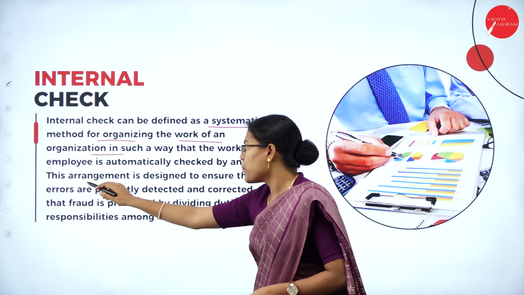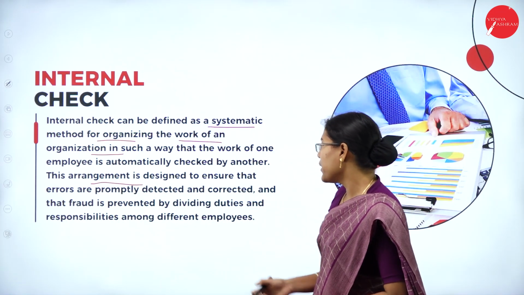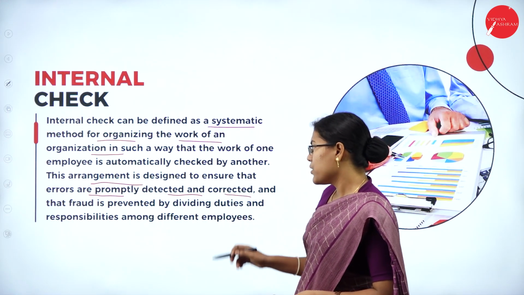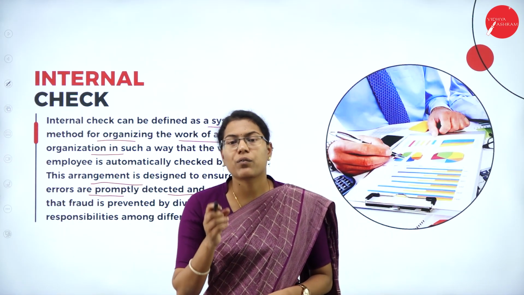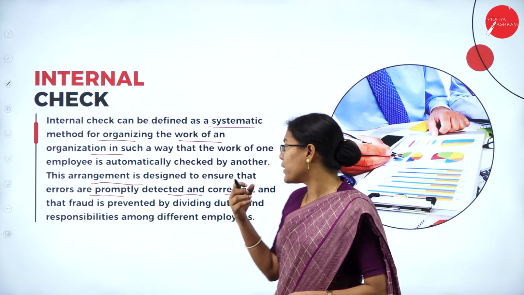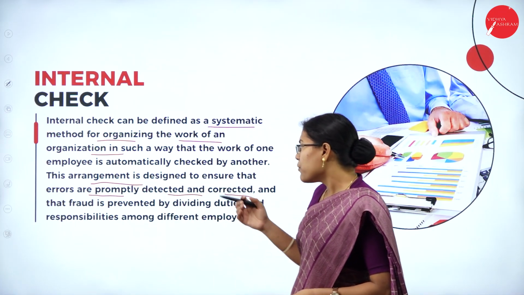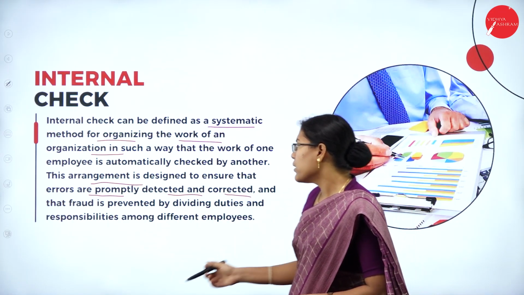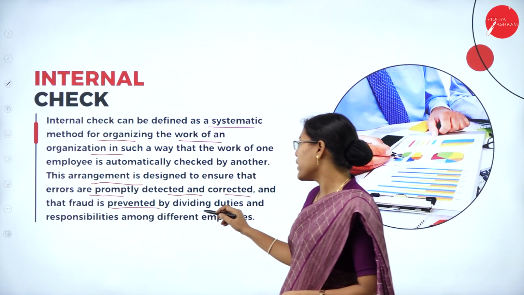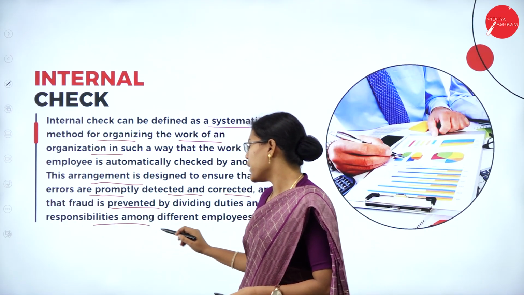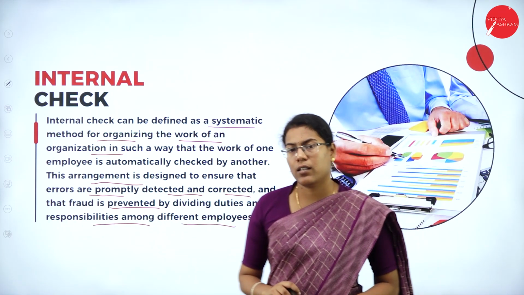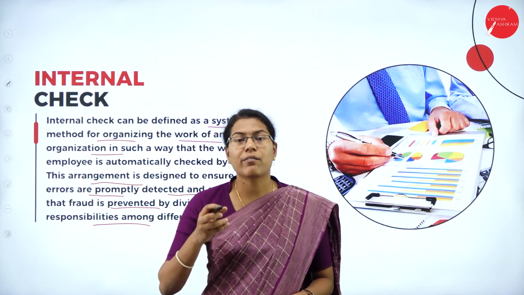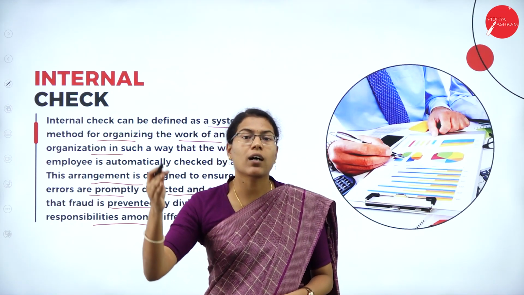This arrangement of internal check is designed to ensure that errors are promptly detected and corrected. So the basic objective with which internal check is done is to detect the errors and frauds, to make sure that they are corrected on time, and that fraud is prevented by dividing duties and responsibilities among different employees. So here the frauds and errors can be reduced when we divide the work among the employees.